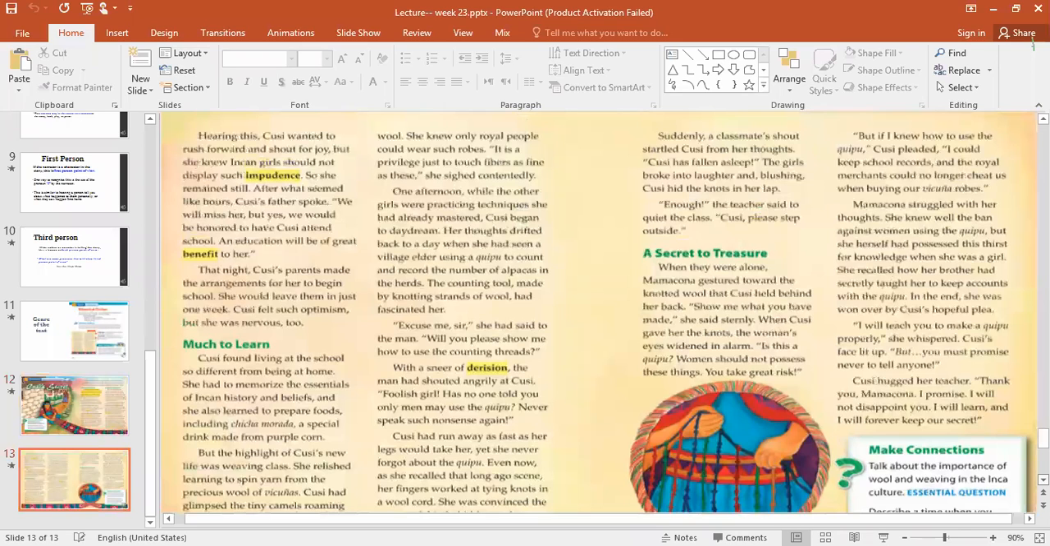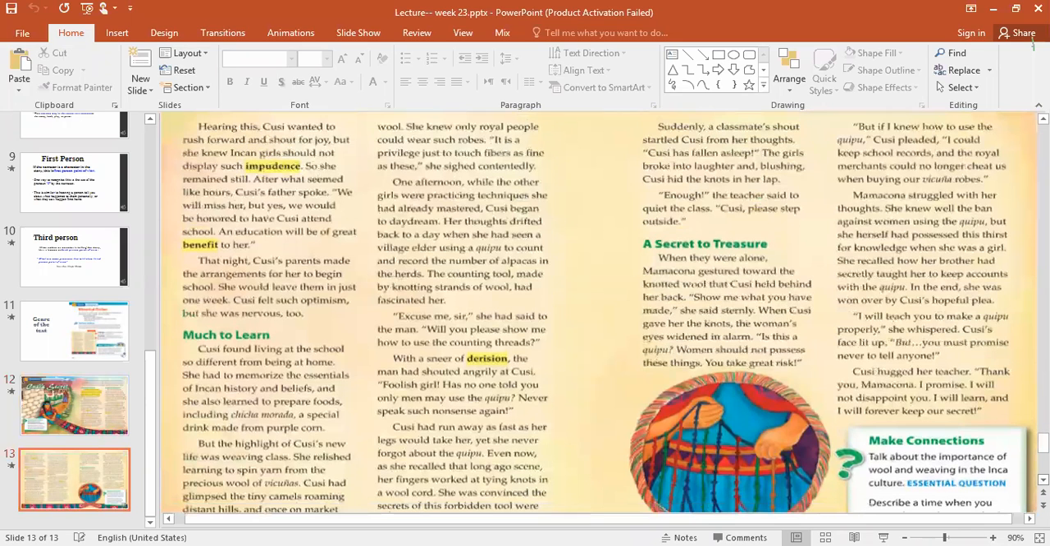Okay. I want someone to read. Please, come on Hassan, read. Hearing this, Cassie wanted to rush forward and shout for joy, but she knew... Why did she feel happy? Because she's going to school and she wanted that for a long time. Going to school, and she wanted to go to school a very long time, but her parents didn't agree. Continue.